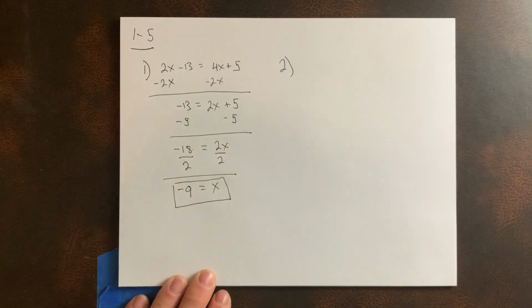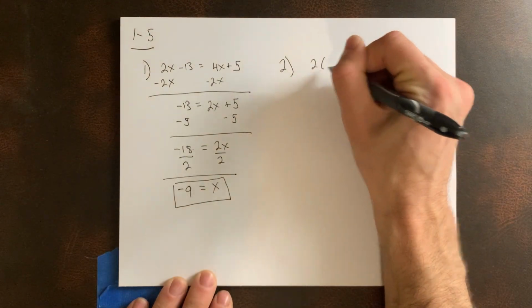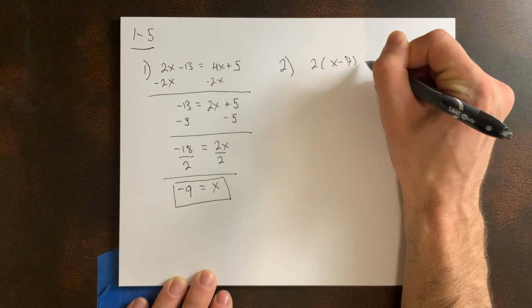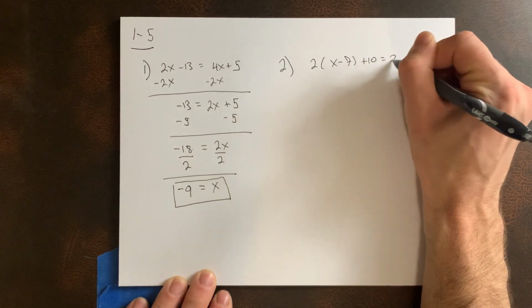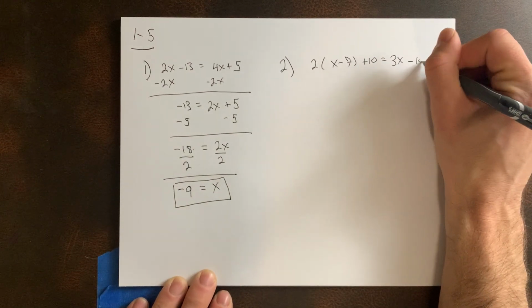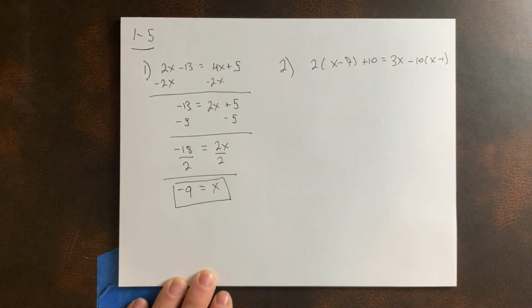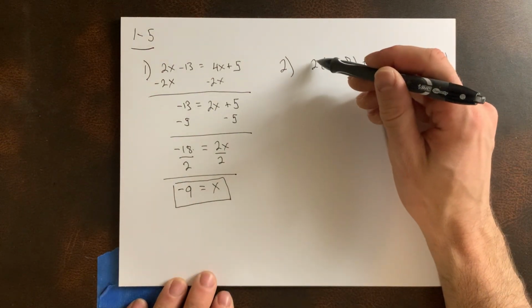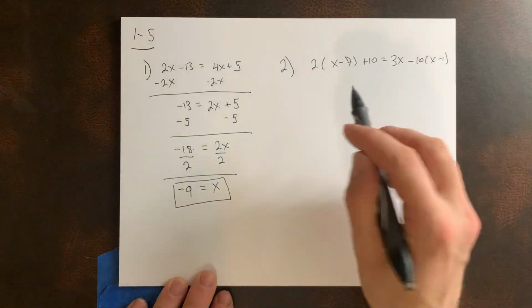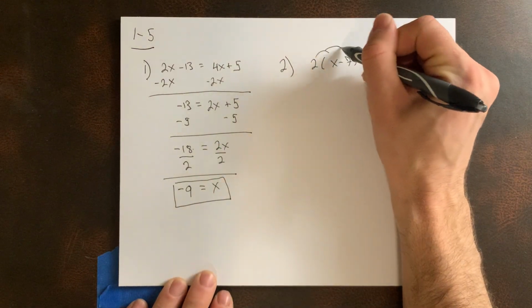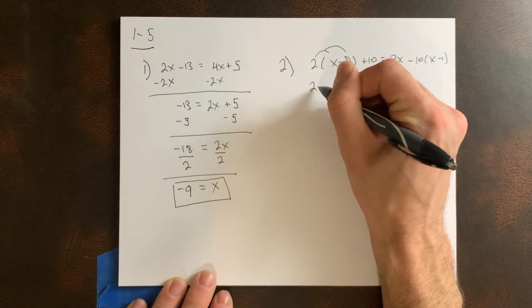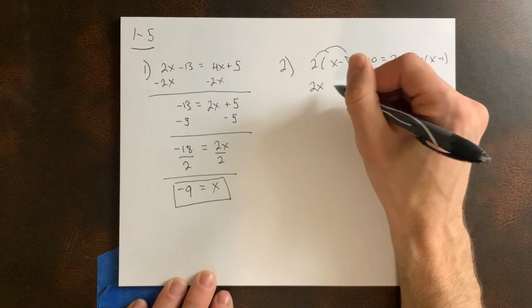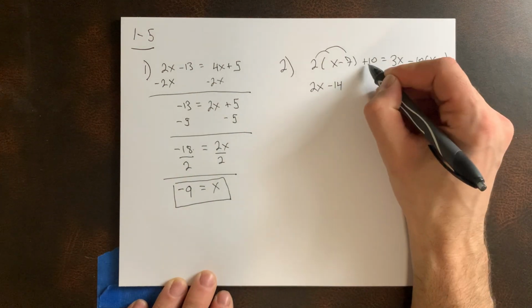Okay, so an example to this one, it's similar but a little bit more complicated. 2(x minus 7) plus 10 is equal to 3x minus 10(x minus 1). So whenever we have a problem that looks like this, the first thing we're going to want to do is get rid of all the parentheses. And the way we get rid of a parenthesis is just whatever the number is in front, we distribute it. So from this first one, we're going to distribute the 2. So the 2 goes to the x, that gives us 2x. The 2 goes to the minus 7, that gives us minus 14, plus 10.